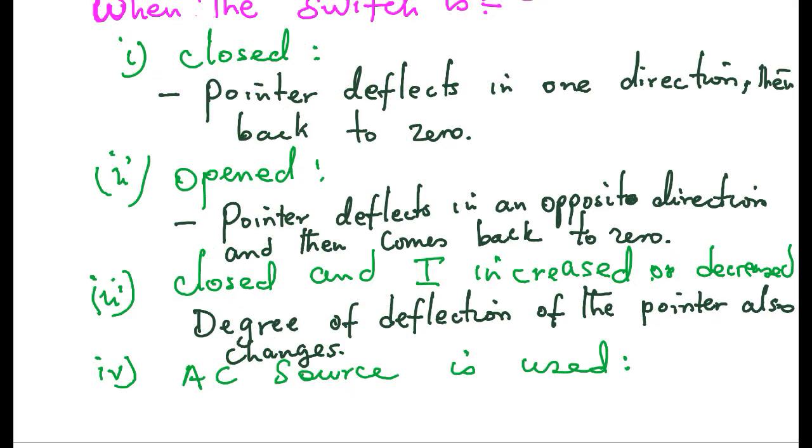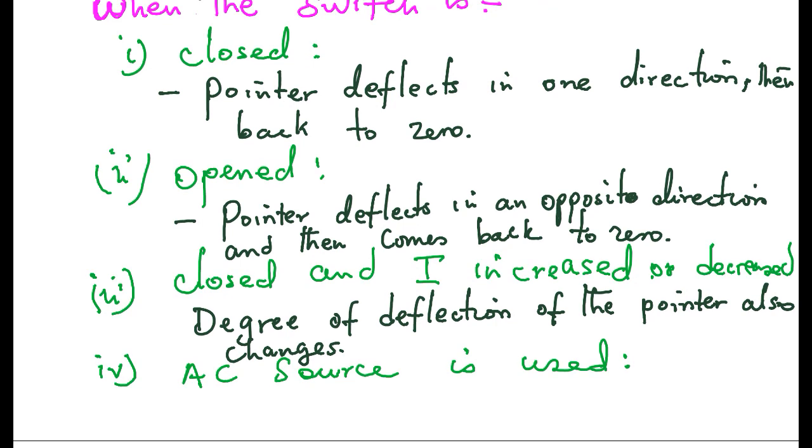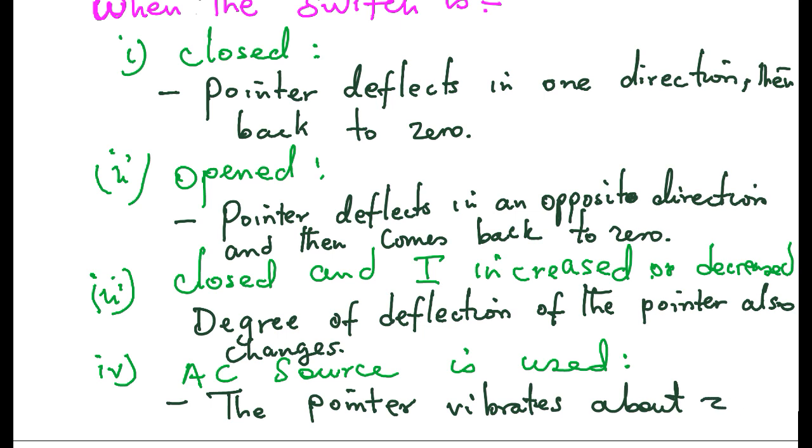When the DC is replaced by an AC, the pointer vibrates about the 0 point. This is because of the continuously changing magnetic field.